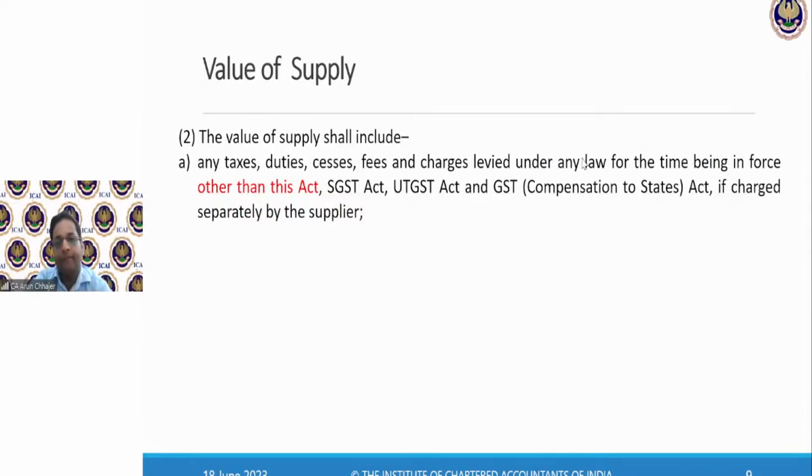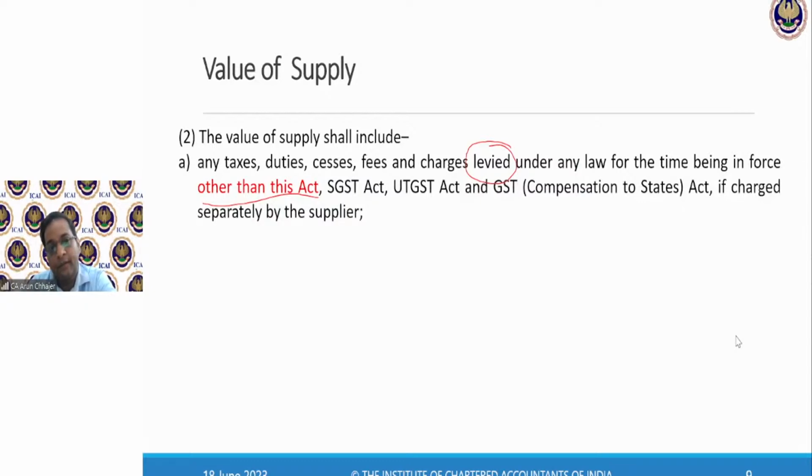Section 15, subsection 2, clause A. Any taxes, duties, fee, and charges, I'm underlining this word, levied under any law for the time being in force, but other than this Act, meaning the CGST Act, SGST Act, UTGST Act, GST compensation to the states Act, if charged separately by the supplier. What does this mean? Giving you the first simple example.